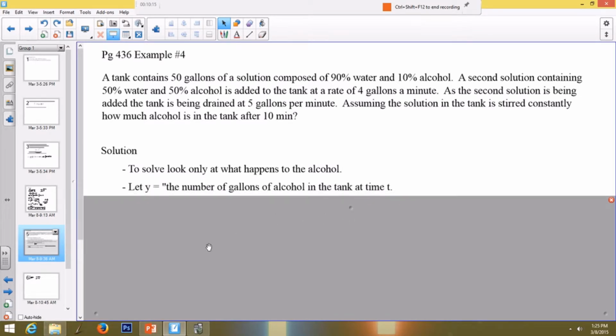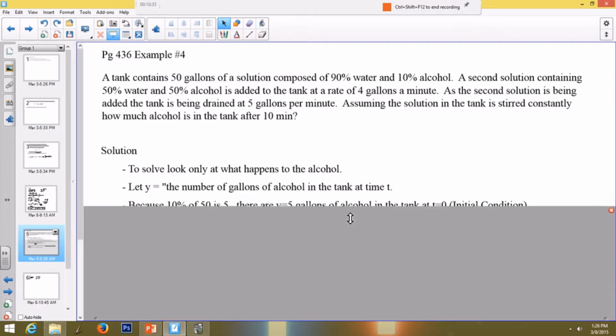And so by doing that, we're going to let y be the number of gallons of alcohol in the tank at time t. So whenever we're looking at what y is, that is the gallons of alcohol. And that makes it nice because when we get done, if we find an equation that's y in terms of t, all we've got to do is plug in 10 minutes and that'll tell us what y is. And so that's our ultimate goal here.